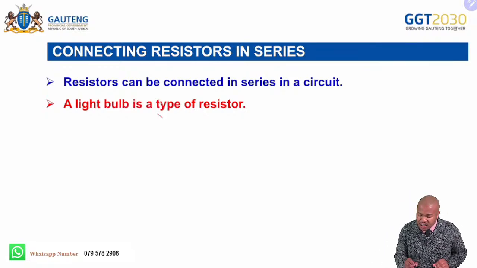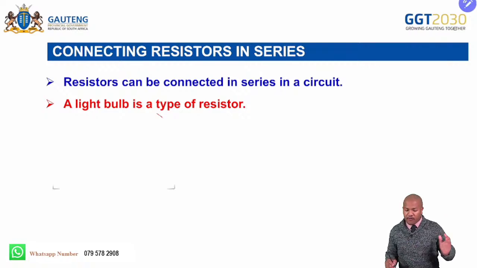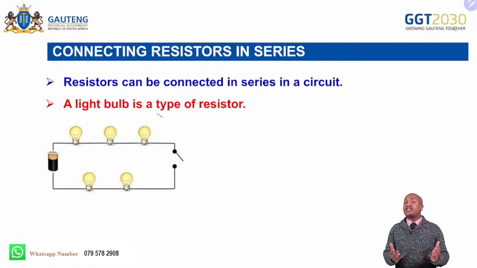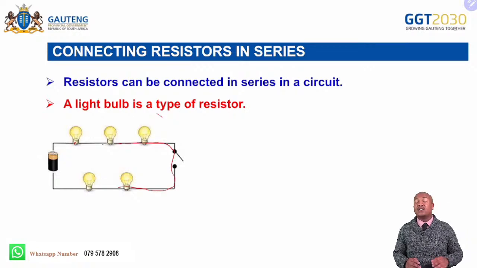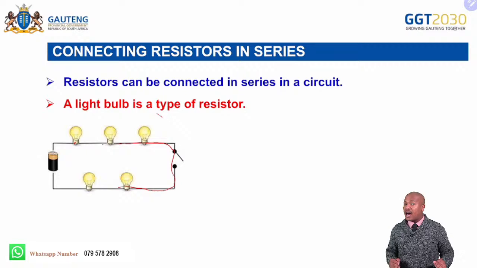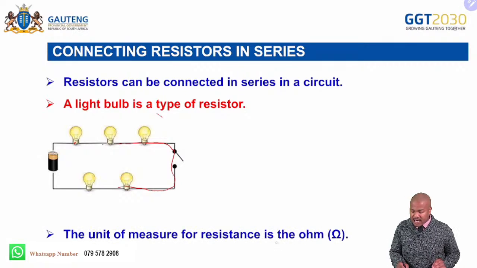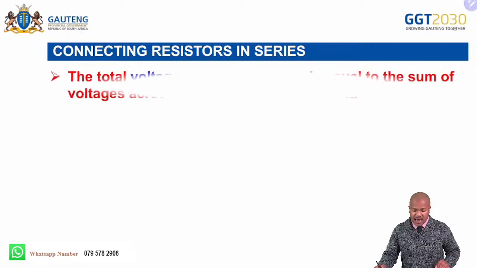First of all, a light bulb is a type of resistor as well, because it opposes the flow of current. And here's an example of light bulbs connected in series. As you can see, they follow one pathway and they are one after the other. Are we together? The unit of measurement for resistance is ohms. So now what really happens when you connect these resistors in series?